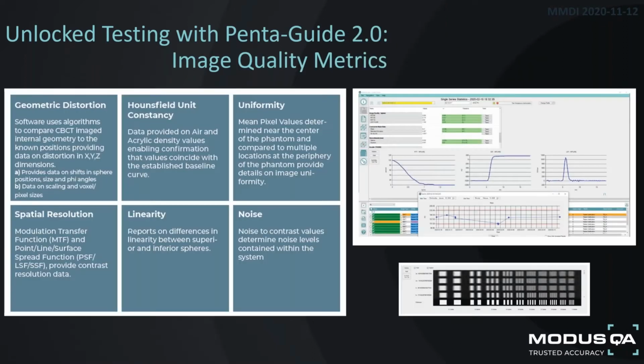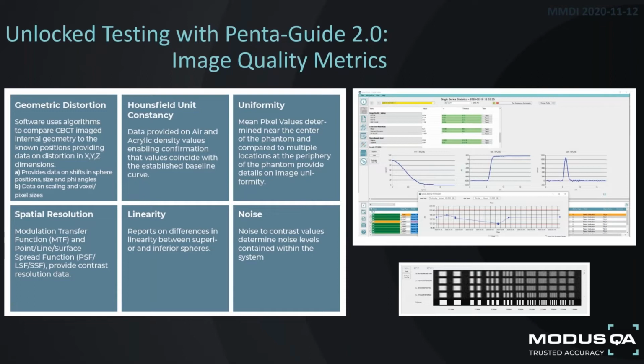And an exciting new option that we have recently introduced is the free Penta-Guide 2.0 software. The design features of the Penta-Guide have allowed us to unlock a series of testing abilities designed to add value to the end user. The added functionality includes image quality metrics trending and reduces the need of additionally scanning an image quality phantom such as the CAT fan. So as you can see on the image here, we have added the ability to automatically analyze and trend geometric distortion, Hounsfield unit constancy, uniformity, spatial resolution, linearity, as well as noise.